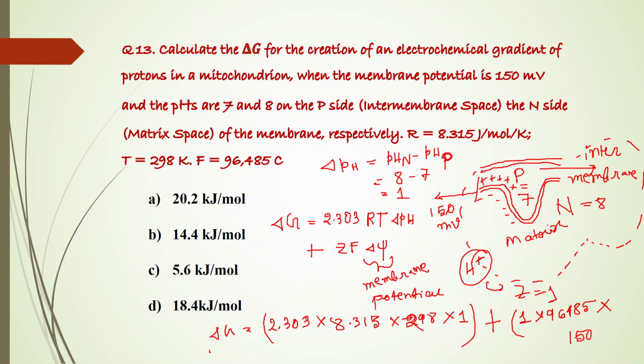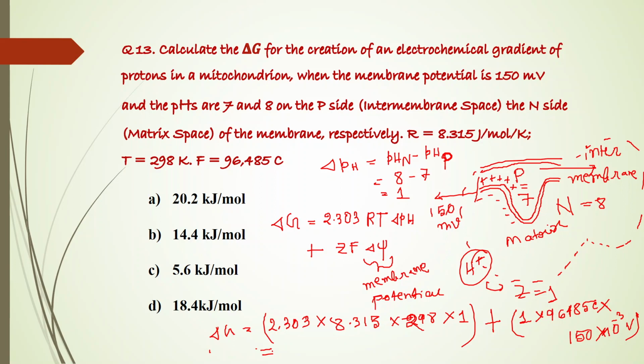Now make sure you have converted everything to the same units. Everything here we are calculating in coulomb into volt, that means joules. So here also I will convert this 150 millivolts to volt, that will be 10 to the power minus 3. This is coulomb, this is volt. Ultimately coulomb into volt would result in joule.